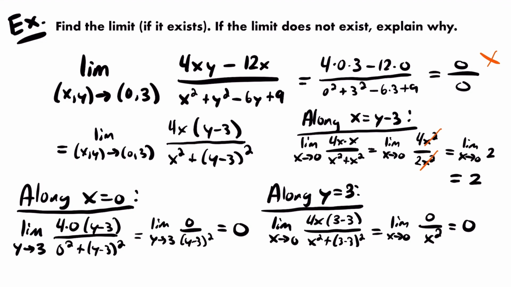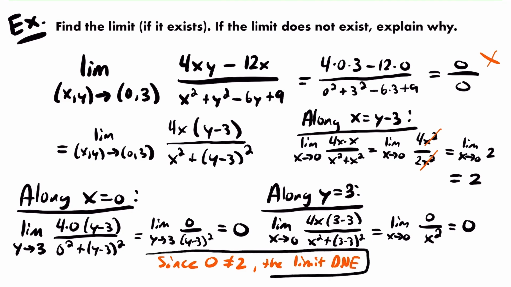All right, so our final answer here is that since 0 does not equal 2, I'm just comparing the two different values of z that we found that our paths lead to, since those are not the same, the limit does not exist. That is the final answer to this problem. Okay, so we found the limit does not exist, and we have the work to back that up. We are done with this limit.